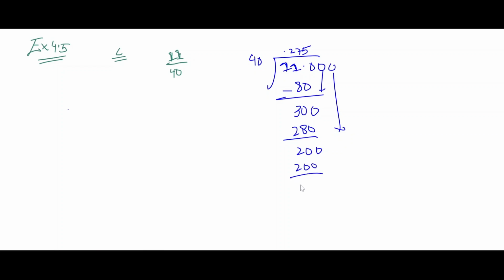If there is a mistake, you can comment and tell me. So 11 divided by 40 is 0.275. I think that's it.